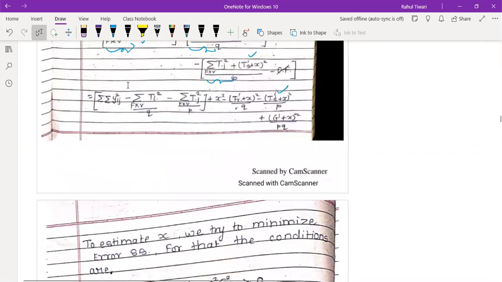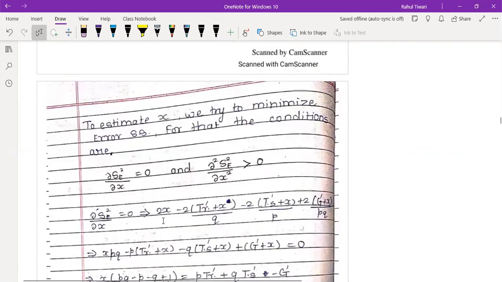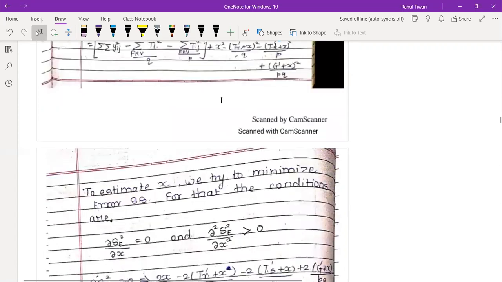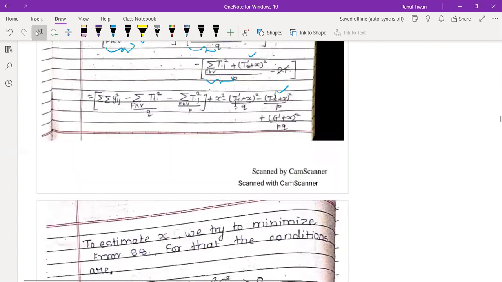If you take the first derivative, this portion is going to be 0 because there is no term of x. This is 2x squared, so you will get 2x squared, right? Minus, you can see here, Tr dash r dot plus x squared. So what is the differentiation of this one? Tr dot plus x.